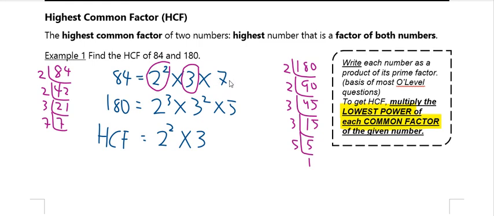7 is in 84, but you cannot find 7 in 180. And 5, you cannot find it in 84, but you can find it in 180. So they are not common. So HCF will be 4 times 3. It will become 12. So that's the HCF of 84 and 180. Right. Let's have a look at the second example.